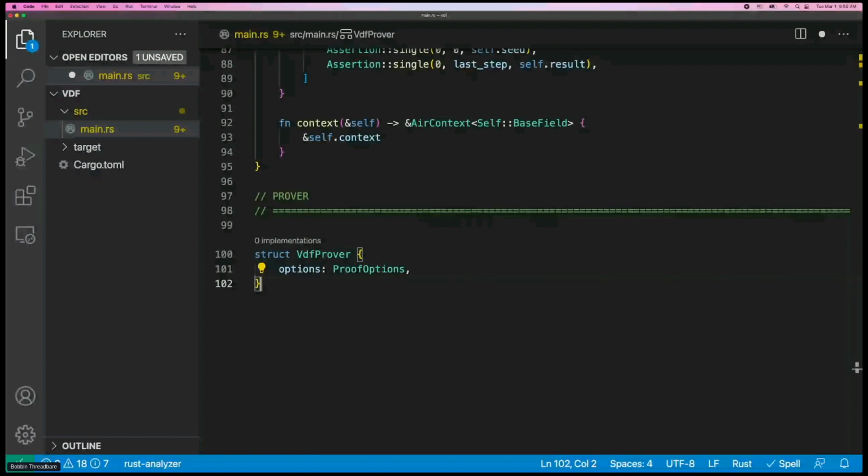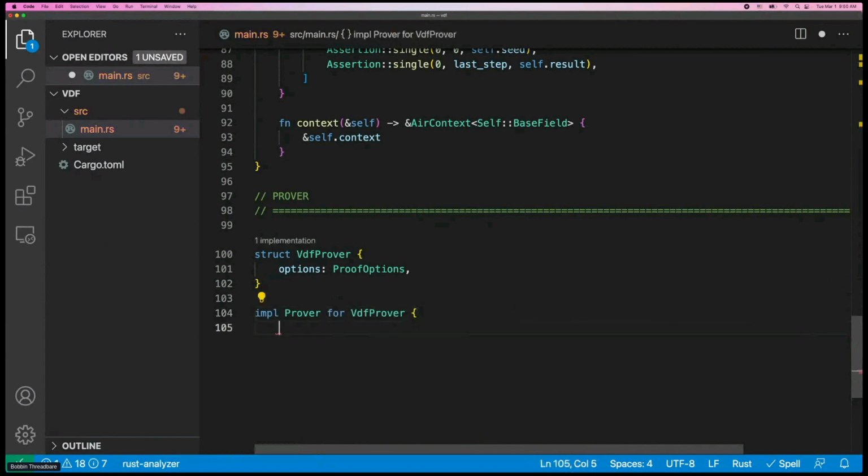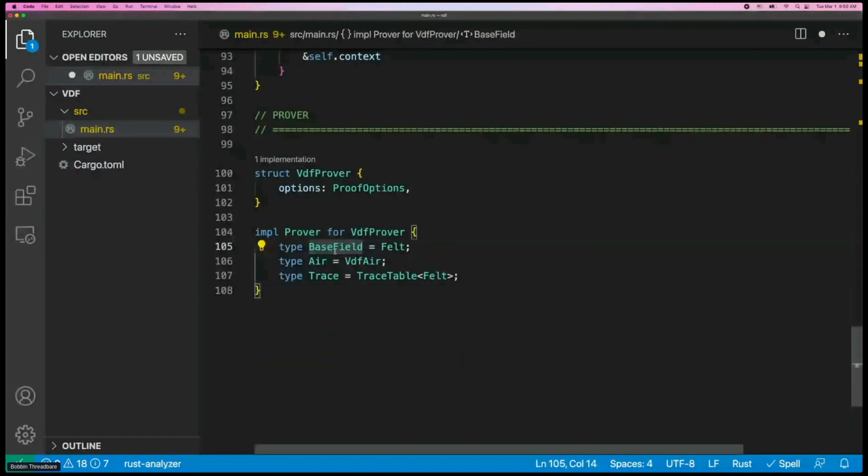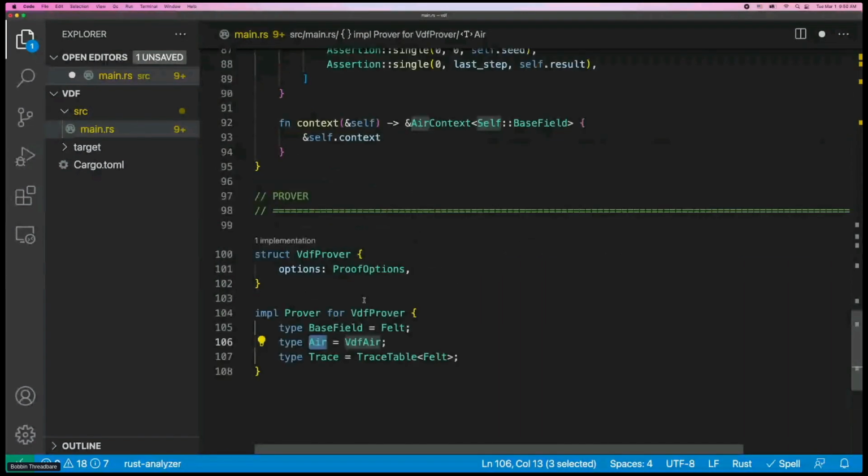One of the things that we need to implement for the prover is the Prover trait. So here we're going to implement the Prover trait for VDF prover. And the Prover trait specifies a few things. I'm again just going to copy and paste. The first thing, it needs to specify the field that we're going to use, the base field. It needs to specify which error we're working with, so the error for this prover. So this is going to be the error that we just defined.